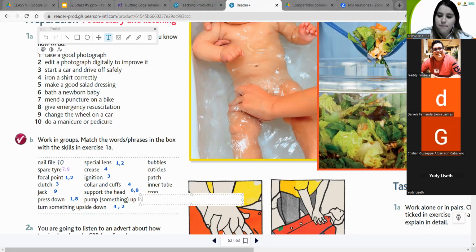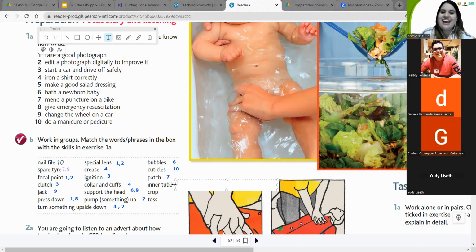Number 7, that is for a puncture on a bike. Number 7, bubbles. Babies. Number 6, bathe a newborn baby. Cuticles. Number 10. Yes. Patch. Number 4? No. Number 7. Patch for number 7. Okay, yeah. It's for number 7.